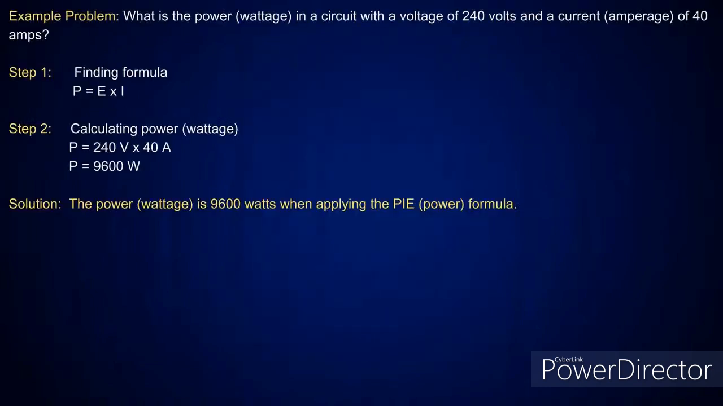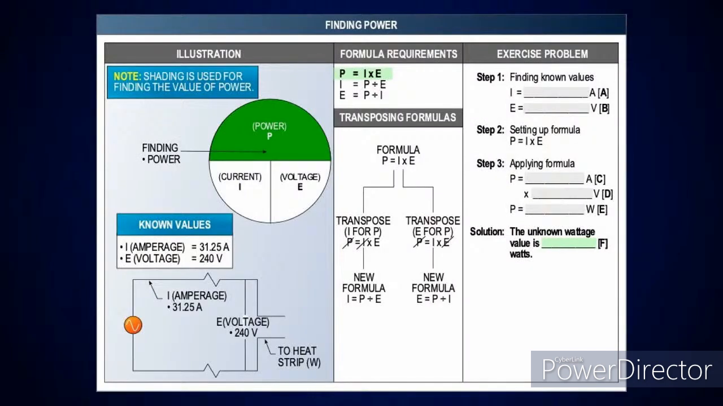Now let's look. We're going to keep it the same. You've got 240 volts and an amperage of 40 amps. It tells me to put my finger over P, so it's E times I. So 240 volts times 40 amps gives me 9,600 watts. Pretty simple. Same thing here. You'll see we've got the power. There's my wheel there, I times E. We even highlight in the formula requirements there what the formula is, and you're just going to multiply them together to determine what the watts is.